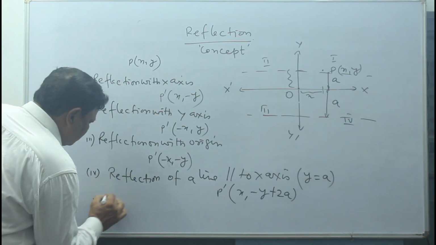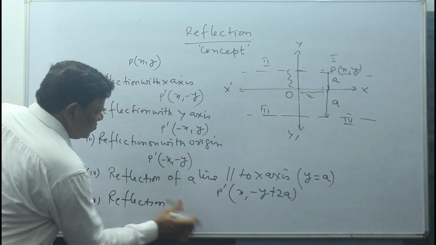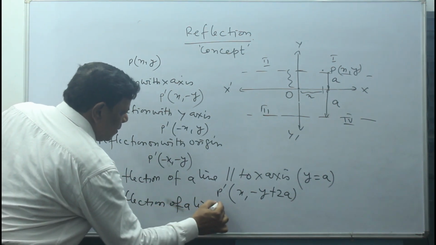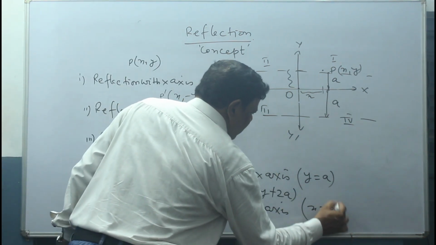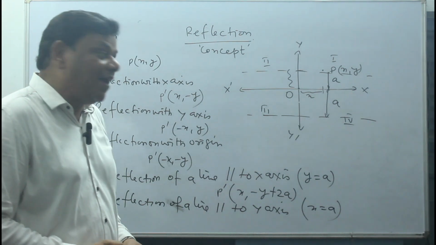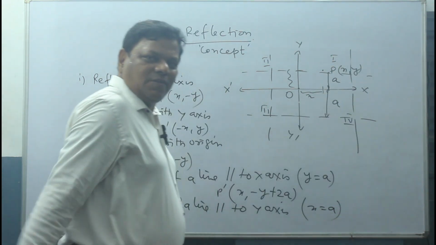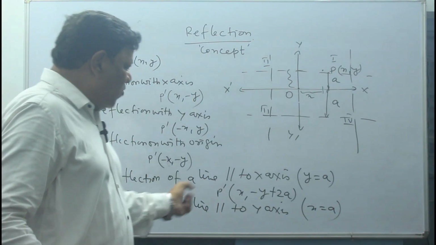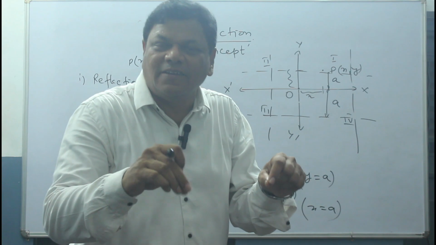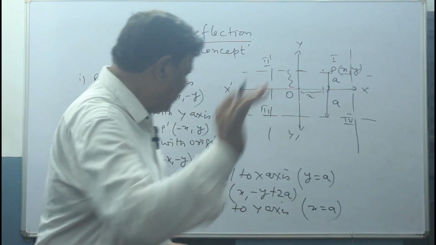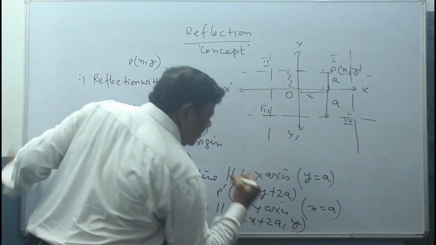And the fifth one: reflection of a line parallel to y-axis. That means x equal to a. This is the y-axis, the line may be here or the line may be here. Then what happens? With the y-axis, the x sign will change, and with the changed sign you have to add plus 2a. That means in P dash, x is changing, 2a has to be added, and y remains the same.